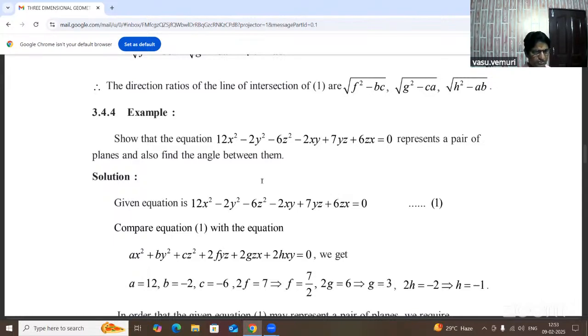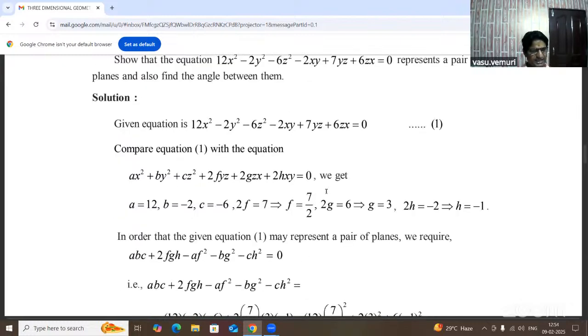So a value is 12, b value is minus 2, c value is minus 6, and this is the xy coefficient. Xy coefficient is h. So 2h equal to minus 2, h equal to minus 1. This is yz, which means this is the f coefficient. So 2f equal to 7, f equal to 7 by 2. This is the zx coefficient, that is g. So 2g equal to 6, g equal to 3.